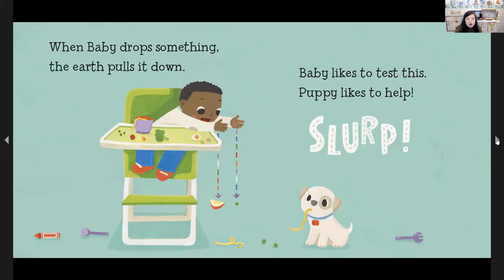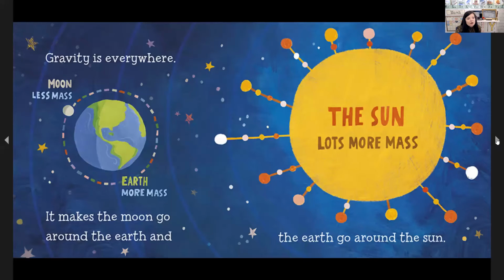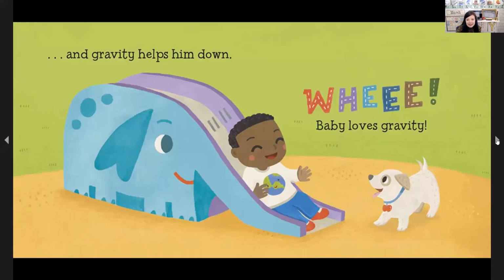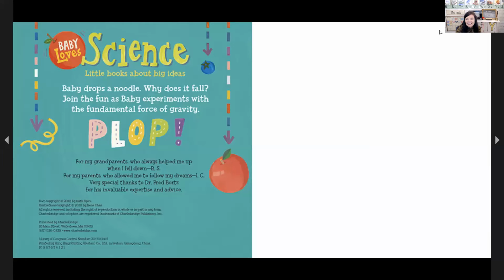When baby drops something, the earth pulls it down. Baby likes to test this. Puppy likes to help. Slurp. Gravity is everywhere. The moon has less mass. The earth has more mass. Less mass, less gravity. More mass, more gravity. The sun has lots more mass and lots more gravity. The gravity makes the moon go around the earth and the earth go around the sun. Gravity is even at the park. Baby climbs up. Whee! And gravity helps him down. Baby loves gravity. The end.